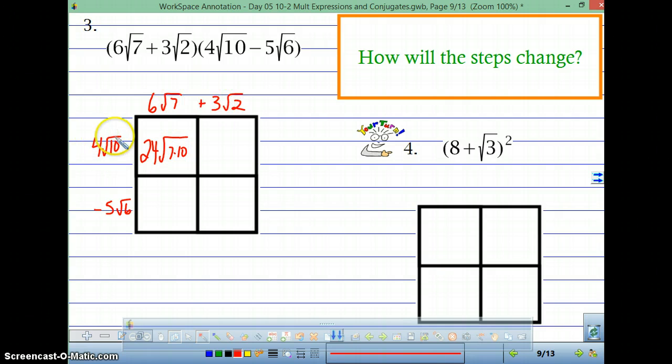Okay, let's do this one. Multiply the integers first. 4 times 3 is 12. On the inside of the radical, we've got 2 times 10. Once again, multiply the integers first. Negative 30. On the inside of the radical, we've got 6 times 7.